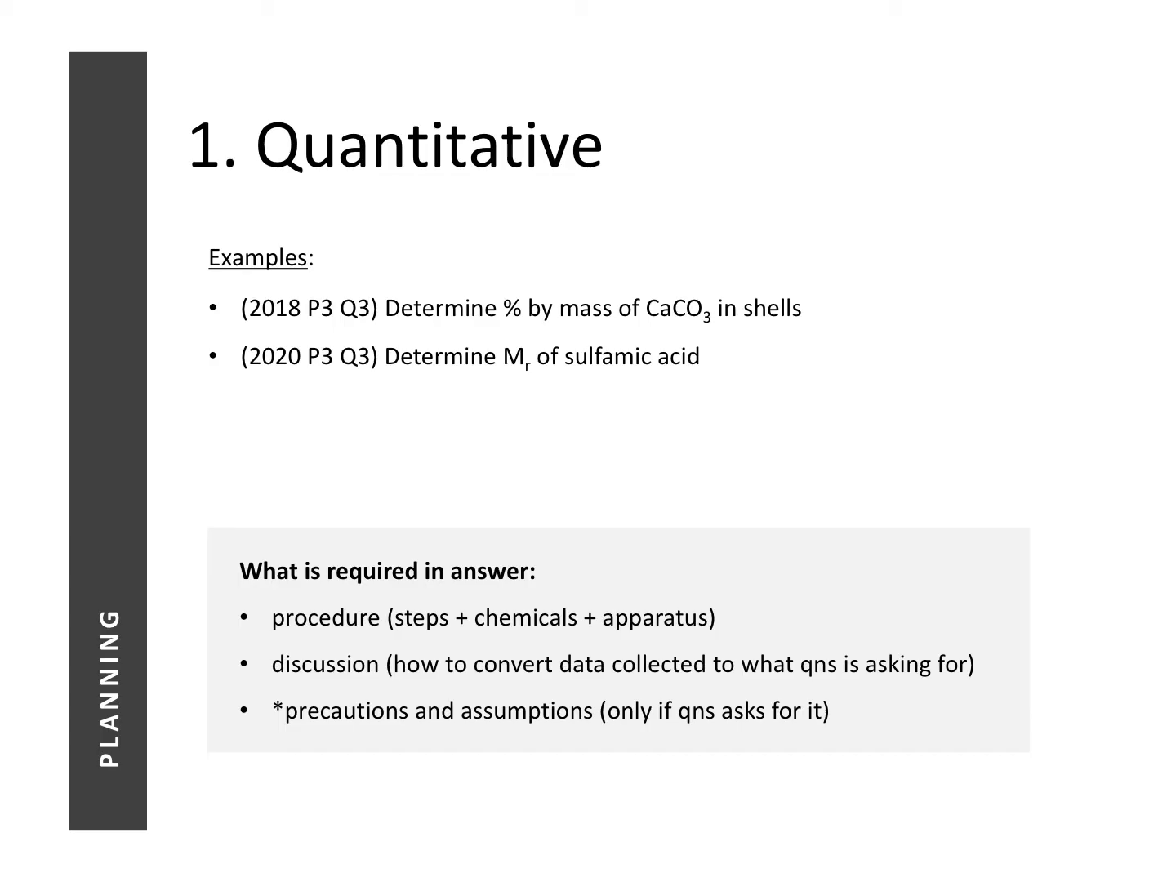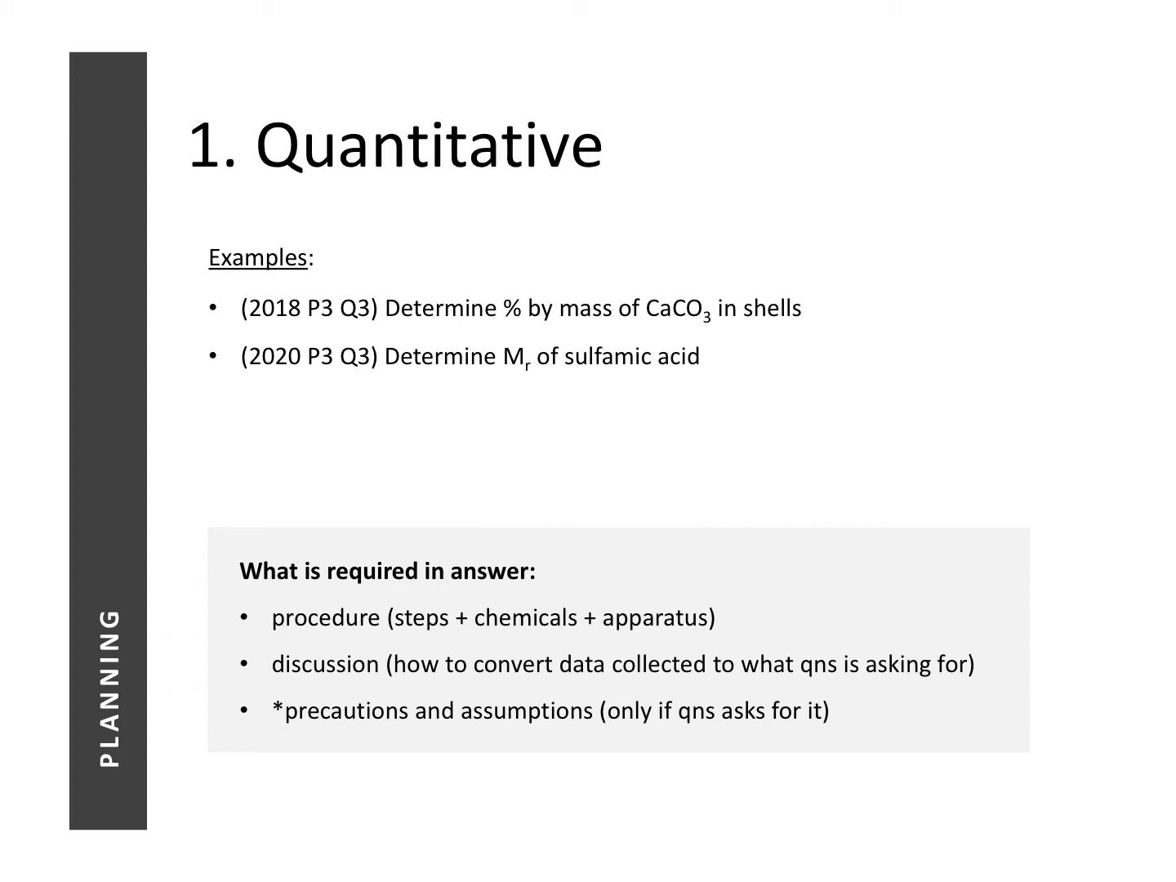Now, quantitative experiments are those that we want to find out the amount of a particular substance in a sample. So for quantitative planning experiments, we need to plan an experiment to find out the amount of a substance or particular component in a mixture or in a sample. So examples would be the 2018 and 2020 planning question, where you need to determine the percentage by mass of calcium carbonate in shells, as well as to determine the relative molecular mass of a solid acid, which is your sulfamic acid.